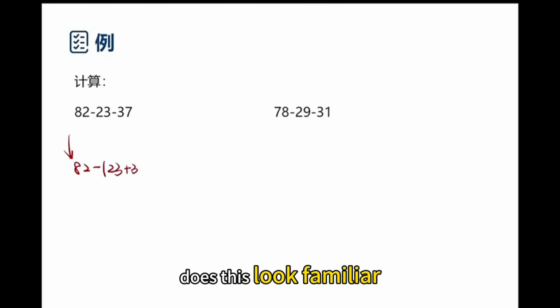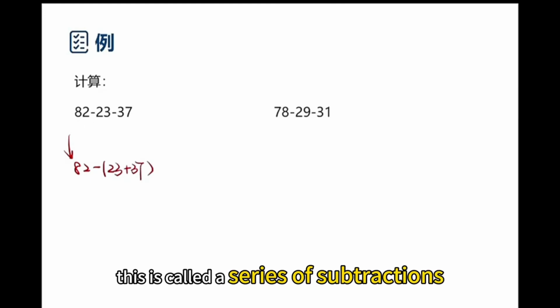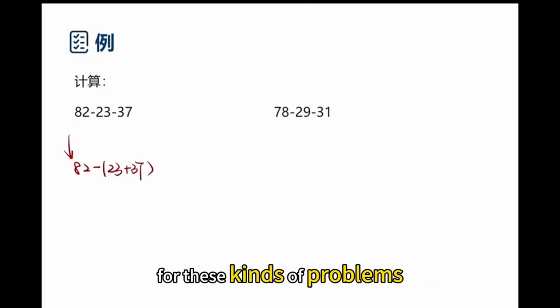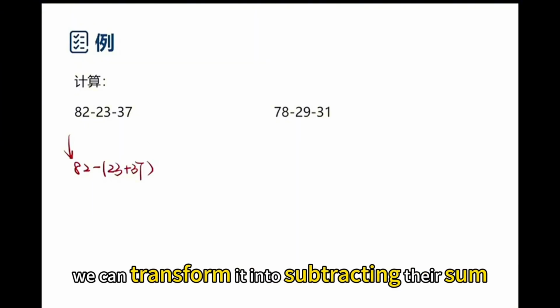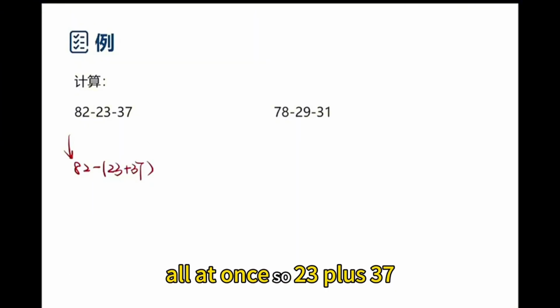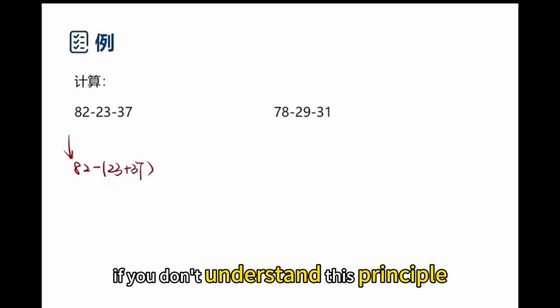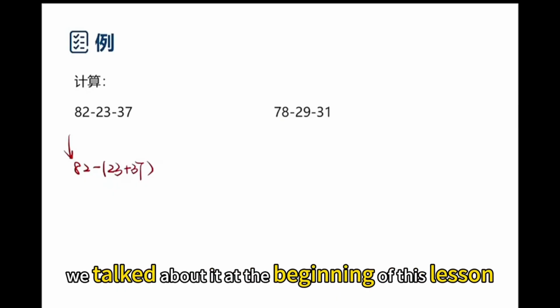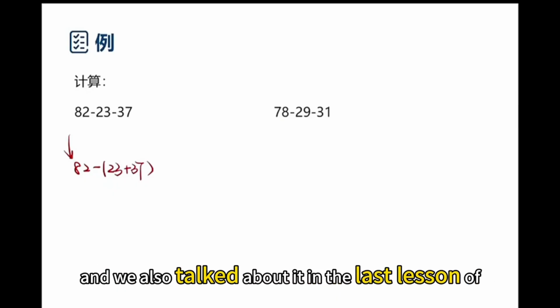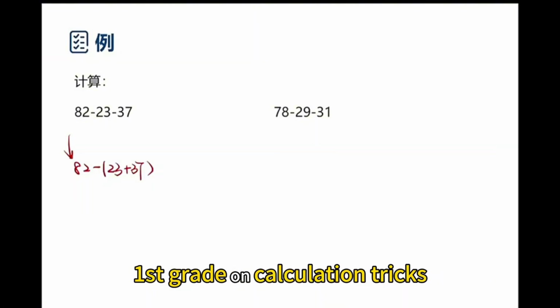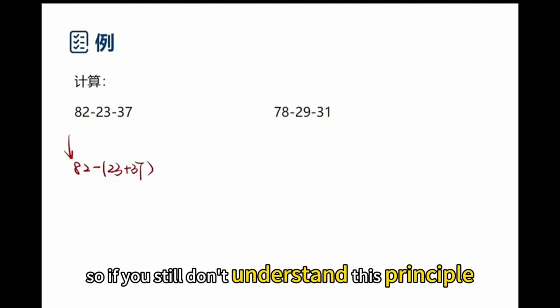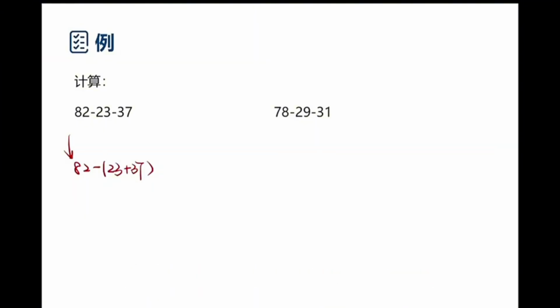Does this look familiar? This is called a series of subtractions, right? For these kinds of problems, we can transform it into subtracting their sum all at once. So 23 plus 37. If you don't understand this principle, we talked about it at the beginning of this lesson, and also in the last lesson of first grade on calculation tricks, part 2. If you still don't understand, go and listen to those 2 lessons. We won't repeat it here.